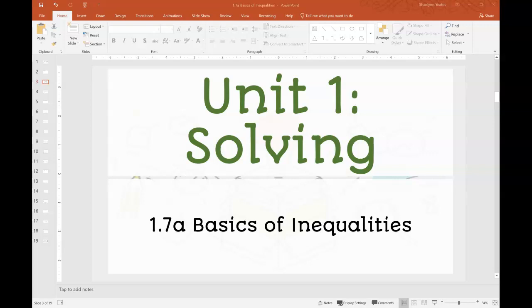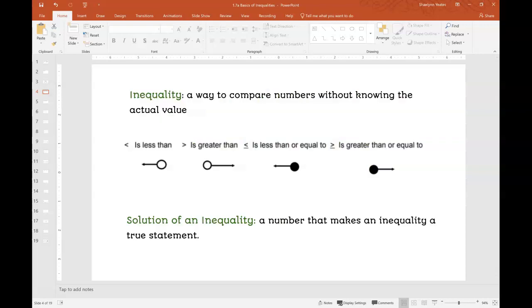All right, here's Unit 1, 1.7a, Basics of Inequalities. We're going to start with super basics. First off, an inequality is a way to compare two numbers without knowing the actual value.